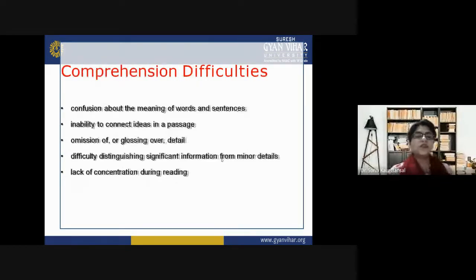Then here comes comprehension difficulty. So what are the comprehension difficulties? Confusion about the meaning of words and sentences. The child is not getting the proper meaning of what he has just read. Inability to connect ideas in a passage. The child is not able to write what he has read. There may be other problems like omission or glossing over detail. Difficulty distinguishing significant information from minor details is also there. Lack of concentration during reading is also there.